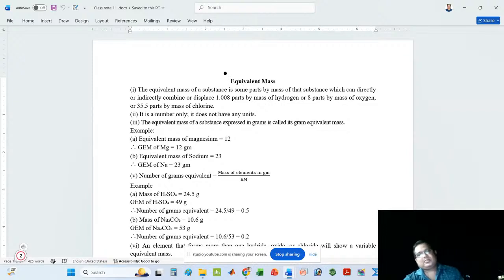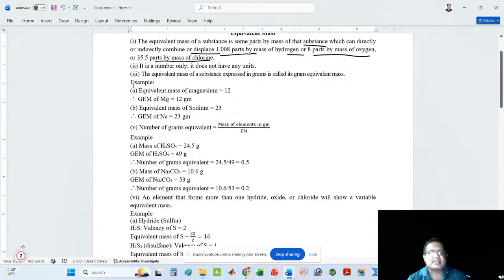Hello student, in the previous class I discussed equivalent mass and different methods for the calculation of equivalent mass. What is equivalent mass? The equivalent mass of a substance is the number of parts by mass of that substance which can directly or indirectly combine with or displace 1.008 parts by mass of hydrogen, or 8 parts by mass of oxygen, or 35.5 parts by mass of chlorine.